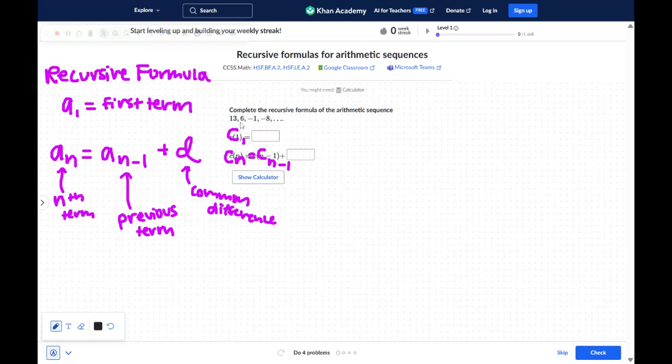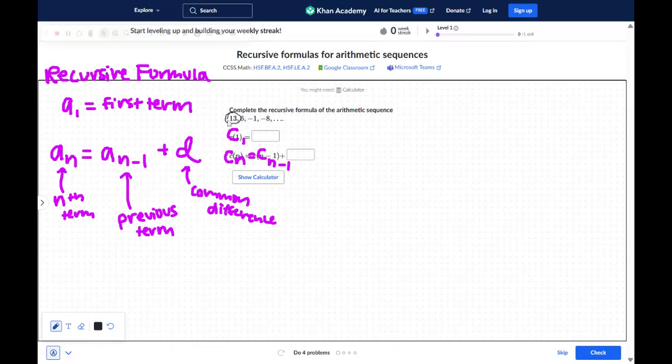So we've got this sequence, 13, 6, -1, and -8, etc. And they're asking us for C sub 1, right? Anytime we have a subscript of 1, it's literally the first term of the sequence. They're telling us the first term is going to be 13, and we'll plug that in at the end. So bam, 13.